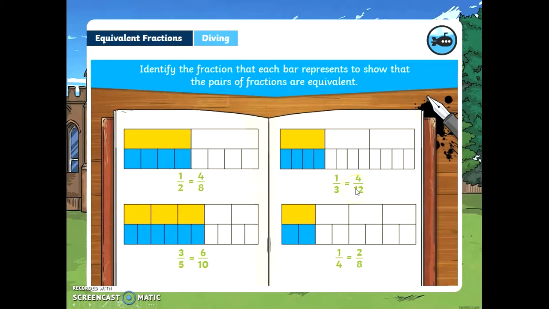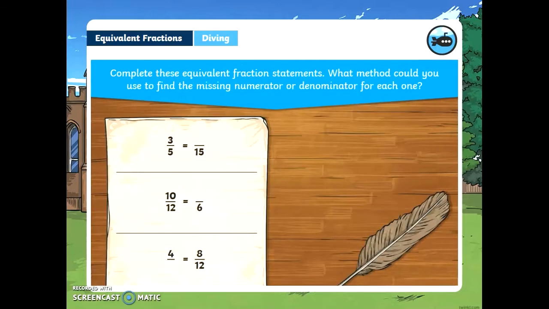Let's just look at this one quickly as well. 1/3, so I had 1, 2, 3 equal pieces, is the same as 4/12 because there are 4 equal pieces underneath each individual third. So I've done 1 times 4 gives me 4, but then I've got to do 3 times 4 to get me to 12. So there is a multiplicative relationship, we call that, between those two sets of numbers. Okay, so let's look at this one then.